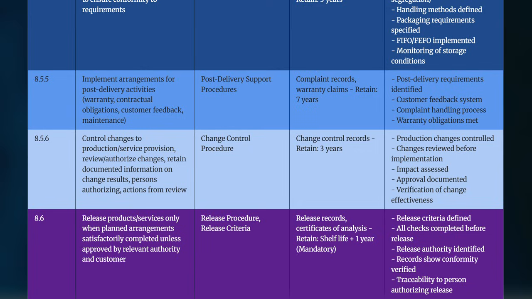And examples of those requirements that you can use as audit evidence include production changes being controlled, changes being reviewed before implementation, impacts being assessed, approval being documented, and verification of change effectiveness.